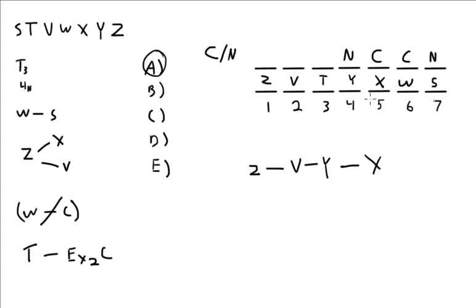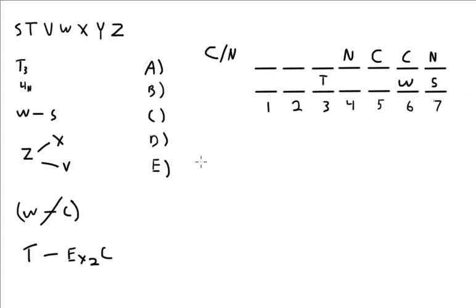B says that Y confesses. Well, we know that can't be true because Y is in position 4, and 4 is a non-confessor. So B is wrong. C says that X does not confess. Well, once again, we know that's not true because X is in position 5, and position 5 must confess. So C is wrong. D says that X is on 4. Well, that's just obviously wrong. Y is on 4. And E says that Z is on day 2. No, obviously cannot be true. So A is our answer for question 14.